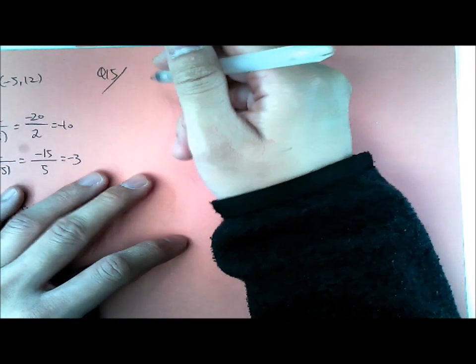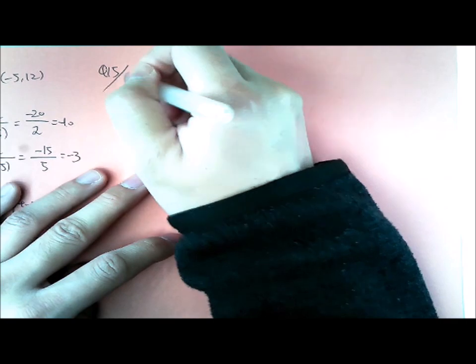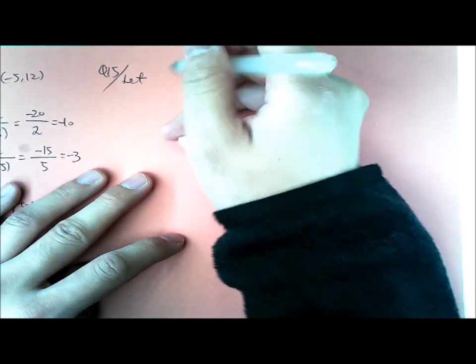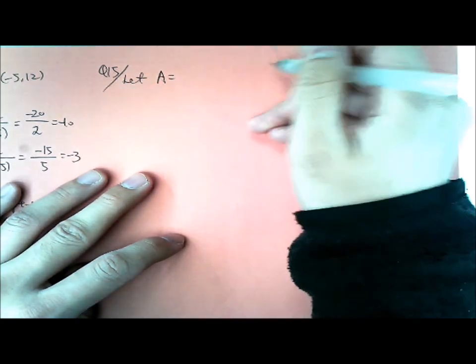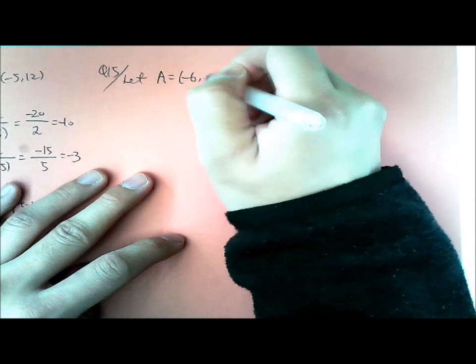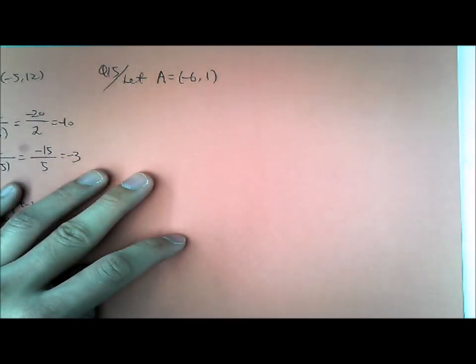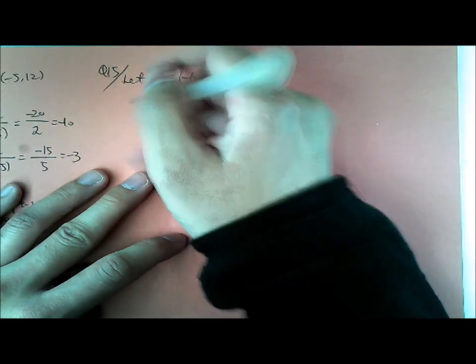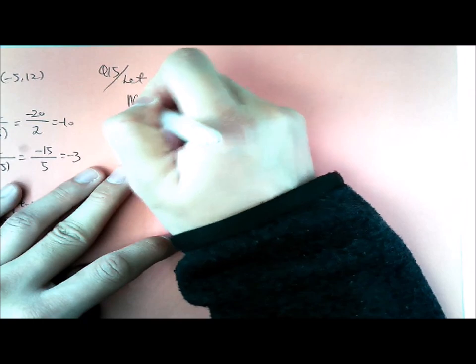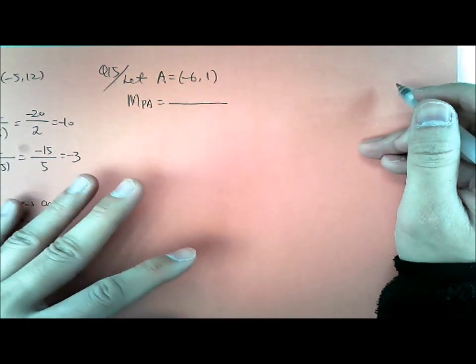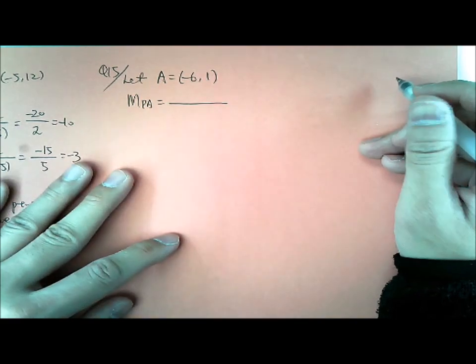What you can do, you can just give a name first. You can say this point, you can call it A. This point, okay, minus 6 and 1. So you can check any two of the slopes. You can check MPA, okay. So be very careful of the calculation.